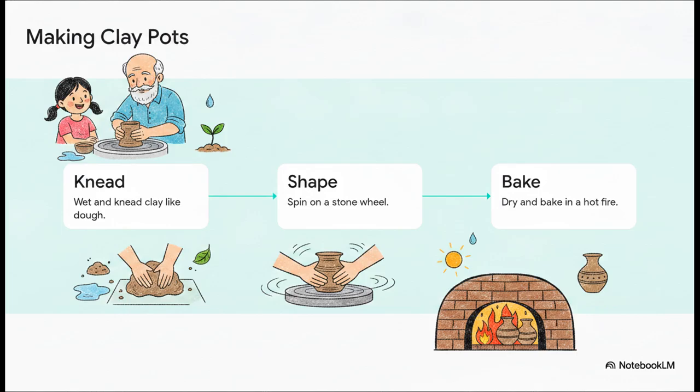young girl named Minnie. She loved watching her abuban, her grandfather, masterfully work with clay. He starts by taking raw earth, making it wet, and kneading that clay just like dough until it's the perfect consistency. Then he pops it on a stone wheel, and just by spinning it, he shapes it into these beautiful, functional vessels. It is a fantastic transformation of natural materials.